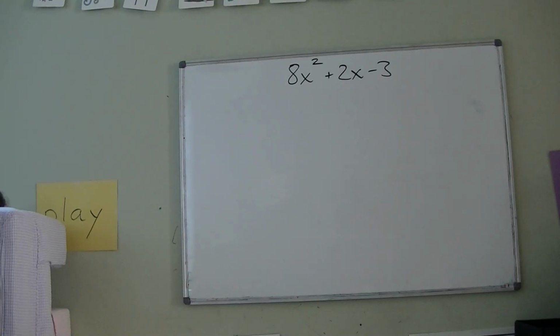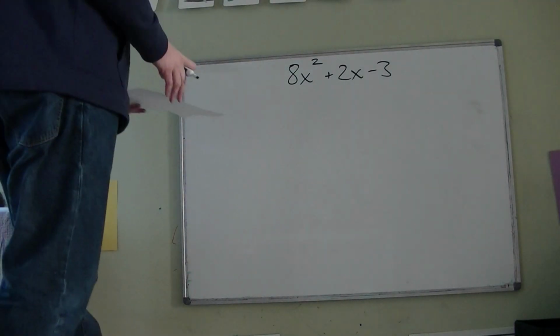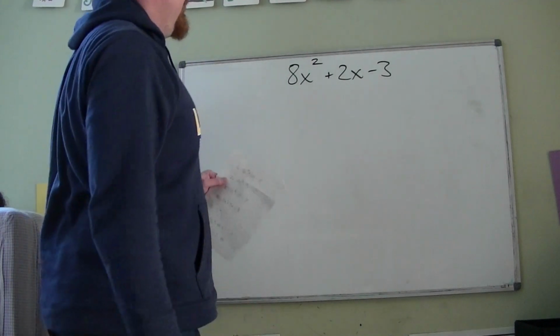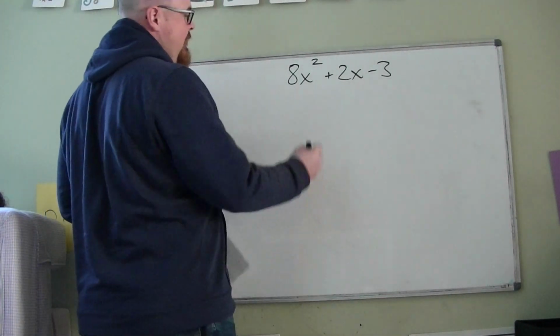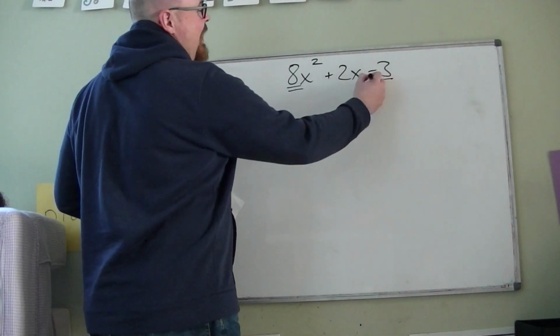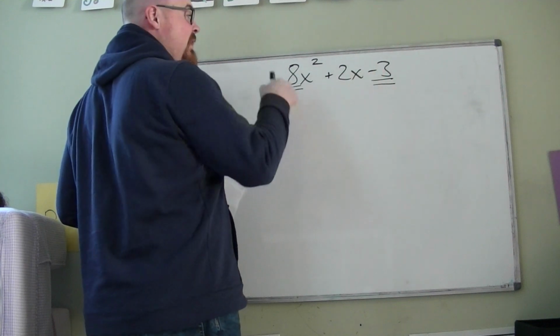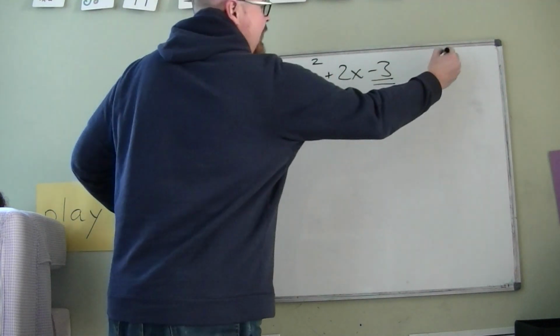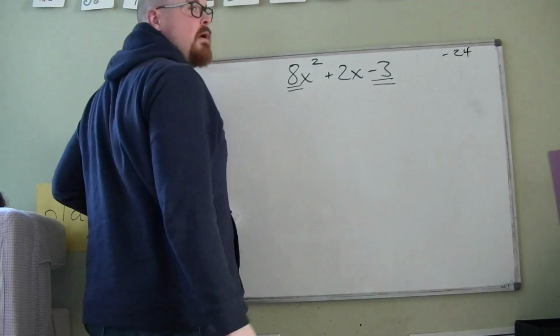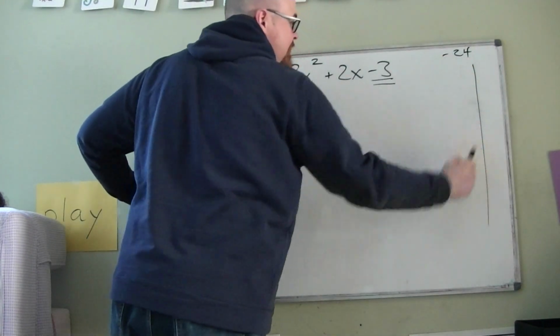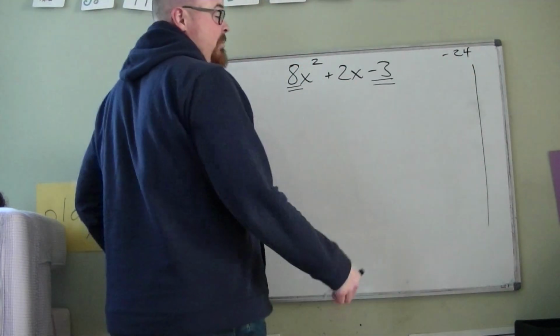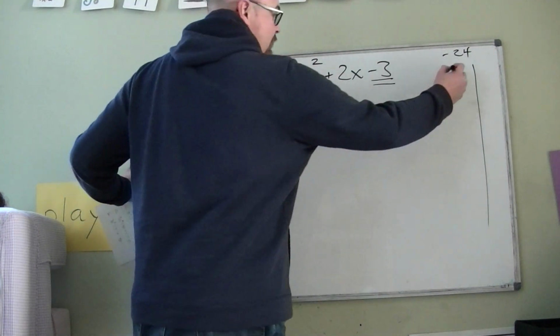Okay, example number 3. We've got 8x squared plus 2x minus 3. We're looking to multiply the constant and the leading coefficient. That product is negative 24. So I'm going to start a list of all of the numbers that multiply to be negative 24. Might be a long one.